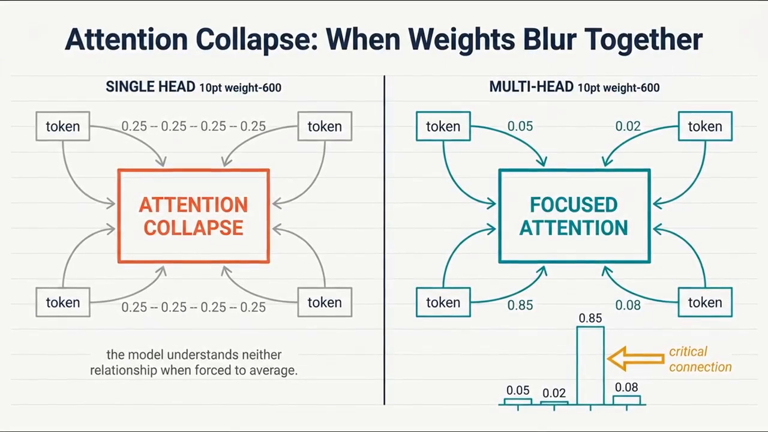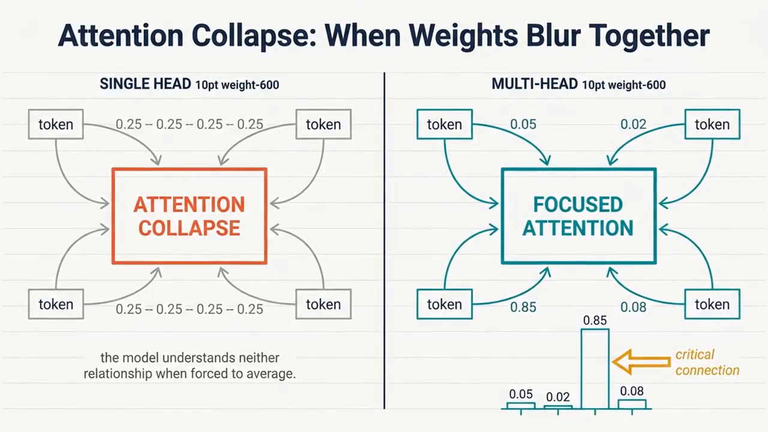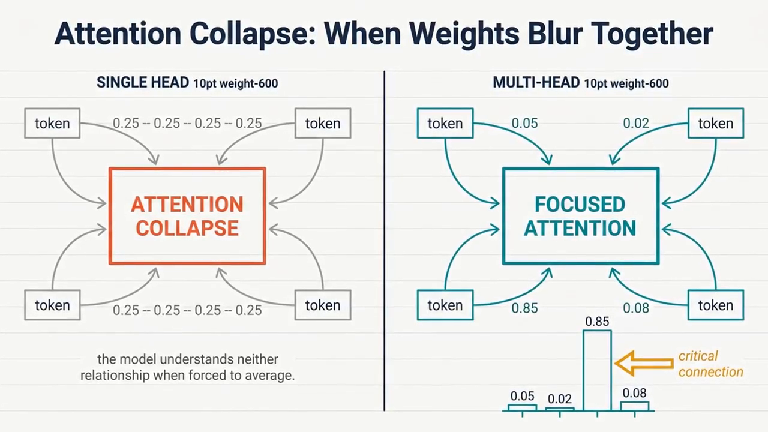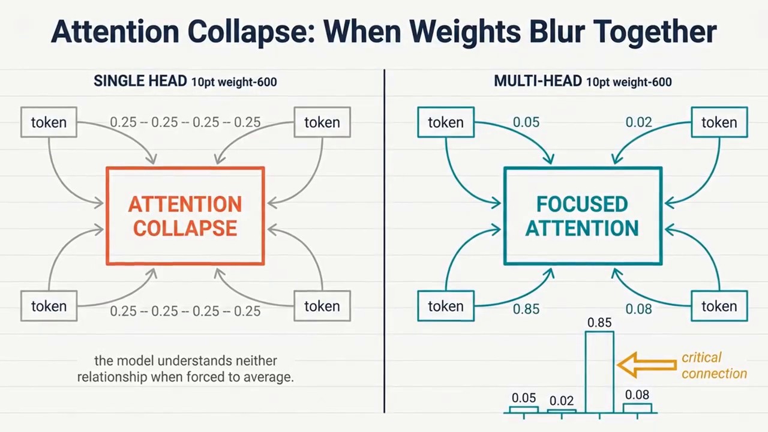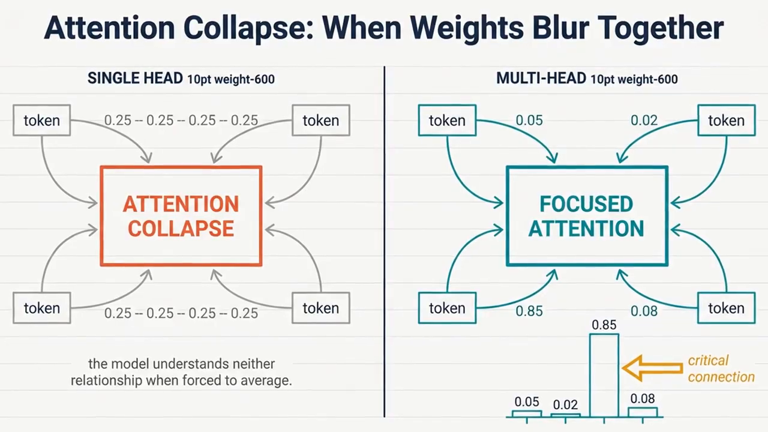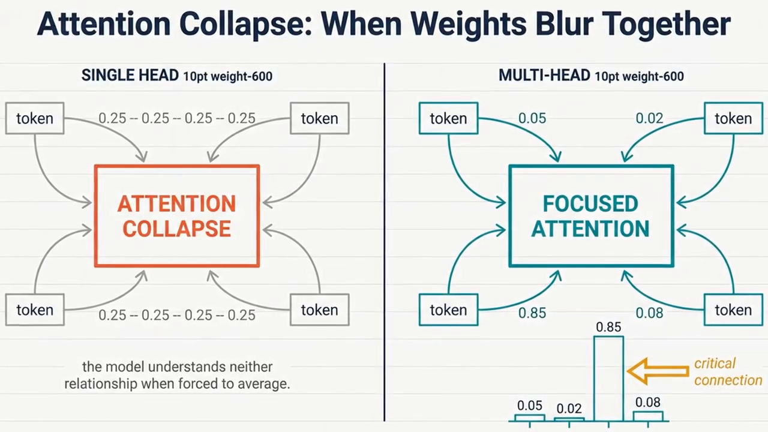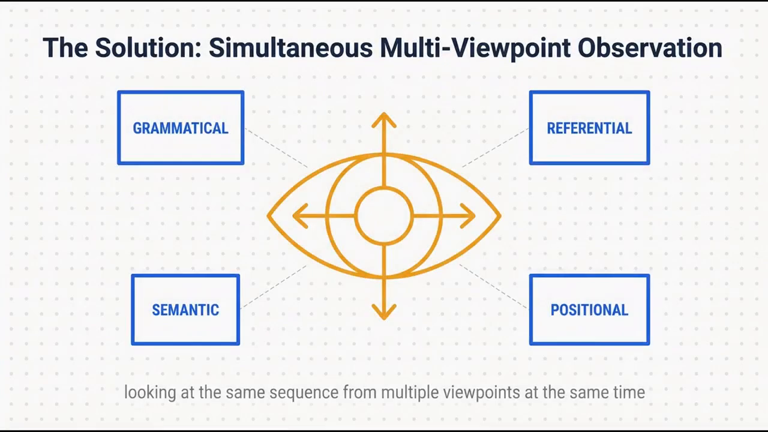When you average attention weights, you do not get a model that understands both. You get a model that understands neither. The weights blur together, leading to what researchers call attention collapse. The model loses its focus, unable to resolve which connection is truly critical in that specific context. To prevent this, we need a mechanism that can look at the same sequence from multiple viewpoints at the very same time.